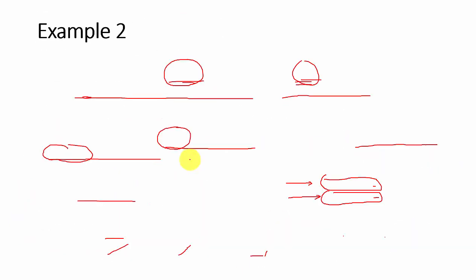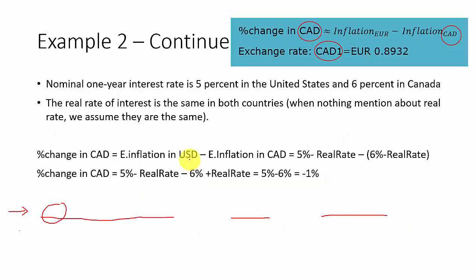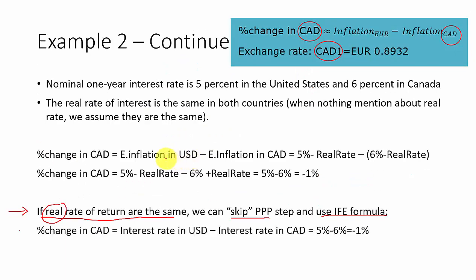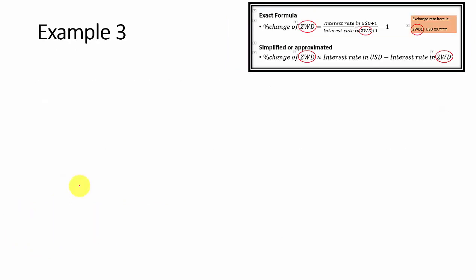So let's go back to the dollar. Change in value of Canadian dollar equal to interest rate in US minus interest rate in Canada equal to 5 minus 6% equal to negative 1%. So again, when the real rates of return are the same, we just use the international Fisher effect formula right away.